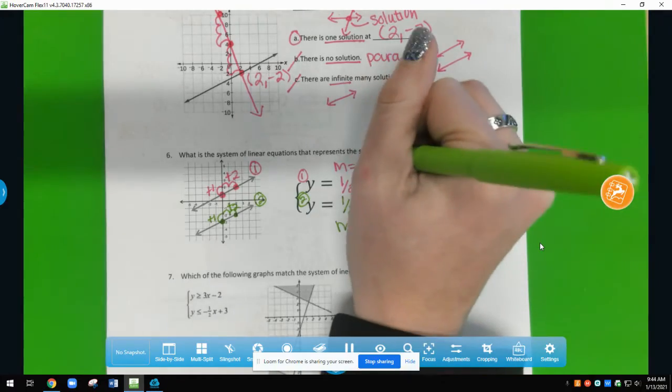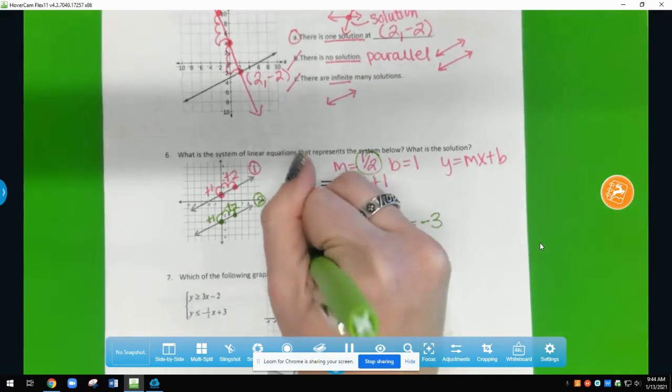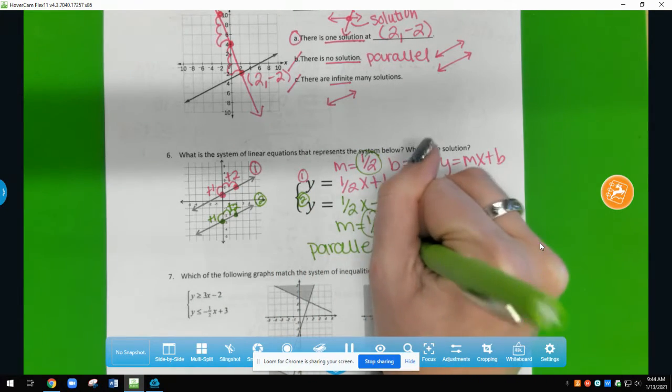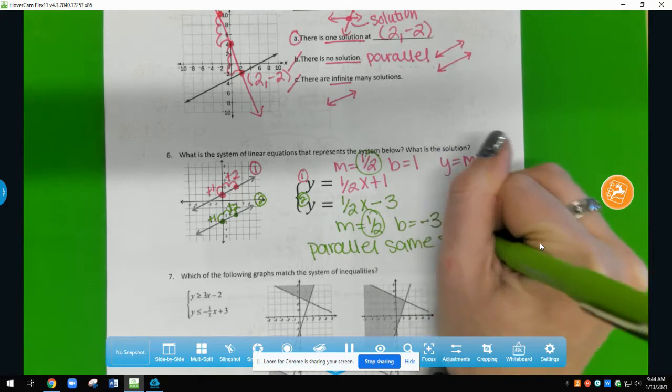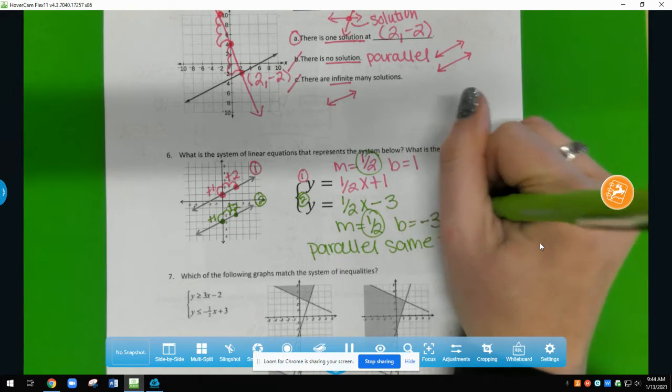Since these slopes are the exact same, my lines are parallel because they have the same slope. So when it asks what is the solution, there is no solution.